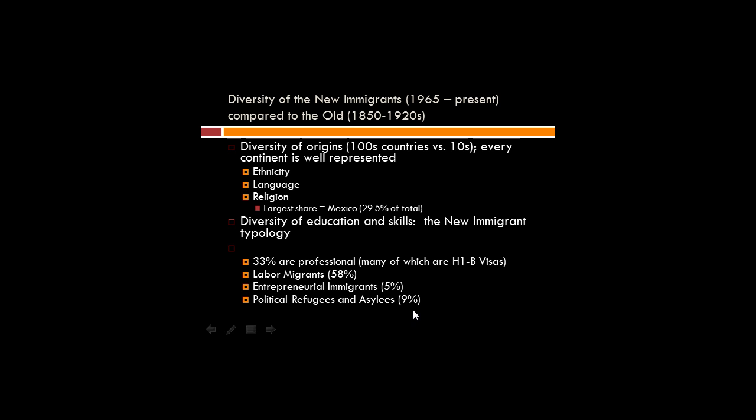A really good example would be Cubans here in the United States who are escaping the Castro government, or maybe Iranians who were escaping the country of Iran after the Islamic Revolution in 1979. Big point though, if you contrast this with the old immigration, there's more educational and skills diversity.